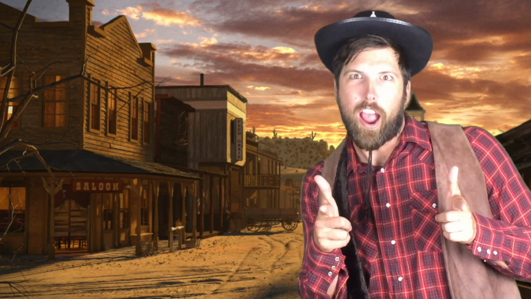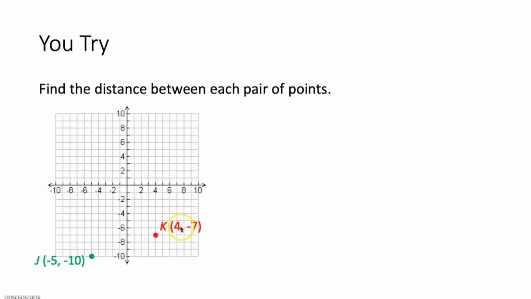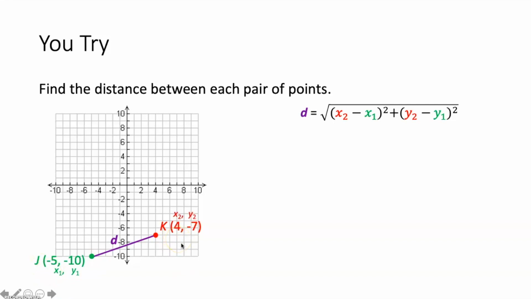Time for a U-try. Okay, doing the same thing here. I want to find the distance between points J and K. And in order to find the distance between those 2 points, I need to use the distance formula, which means I need to pick one of these points to be x sub 1, y sub 1, and the other point to be x sub 2, y sub 2. So when I do this, I can now plug them into their corresponding spots.